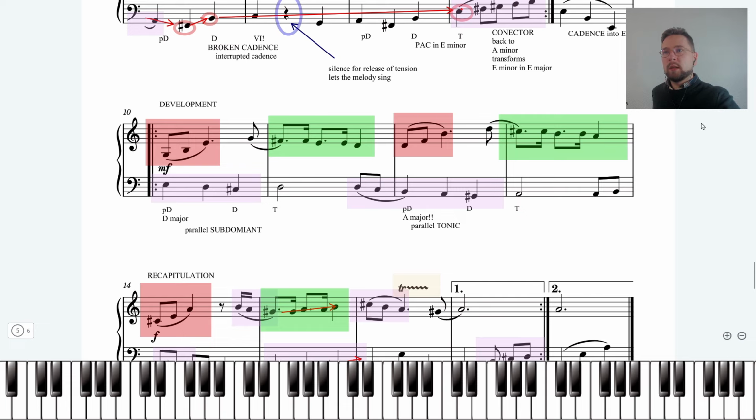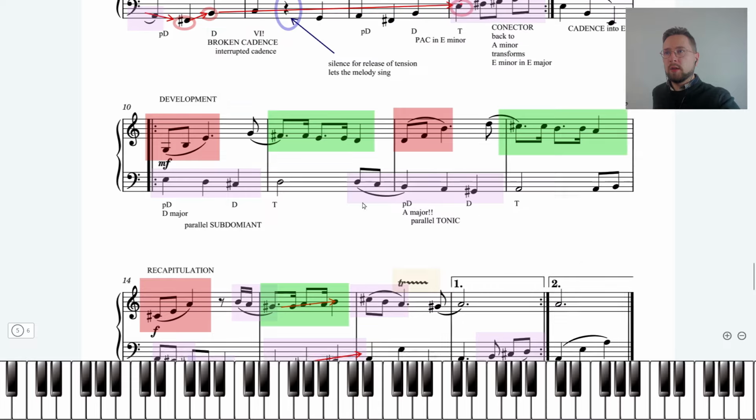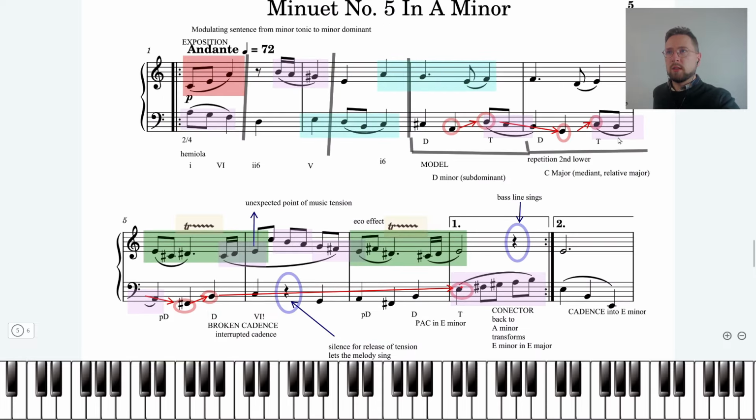I'll be playing it now that we have analyzed it. I think it's quite a lovely minuet that features some more sophisticated techniques. So let's start.